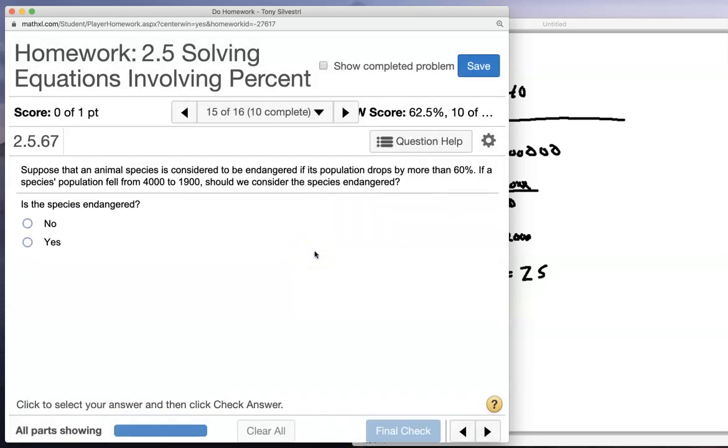Okay. Now we only got 2 more. Let's see what this one is. Suppose an animal species is considered to be endangered if the population drops by more than 60%. If a species population fell from 4,000 to 1,900, should we consider the species endangered? Well, I think what we need to do is subtract these 2 values, because that represents the number of those poor animals that died.